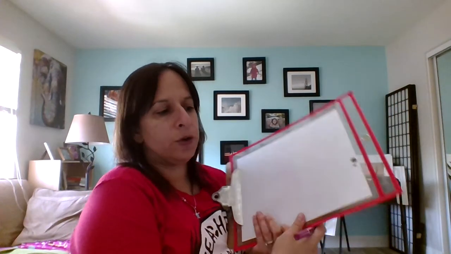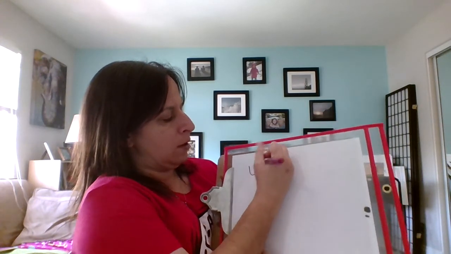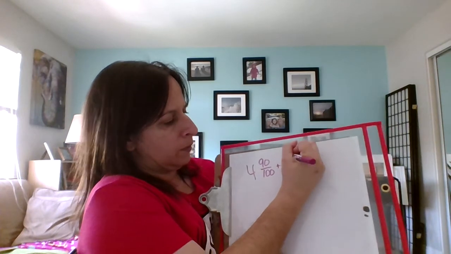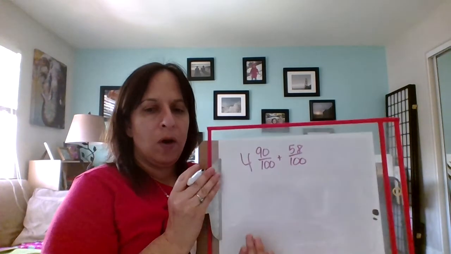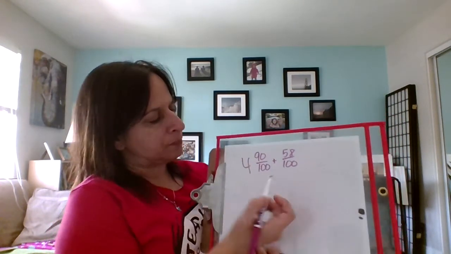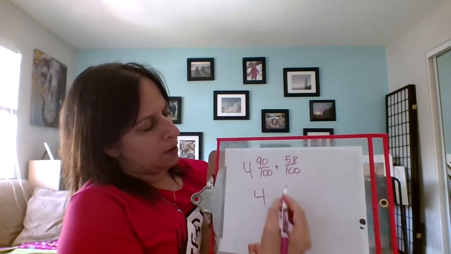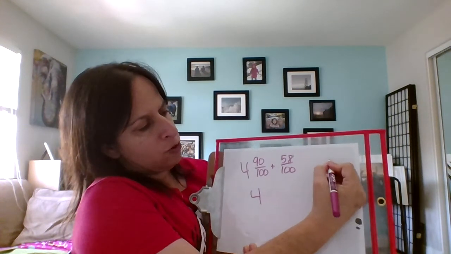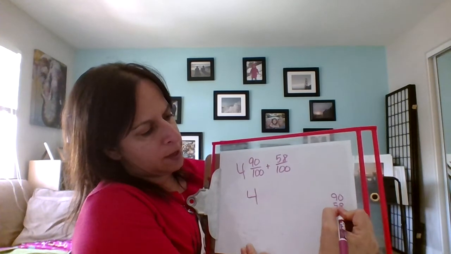So hopefully that makes sense to you, because once it makes sense to you, you're going to be able to do larger problems like this. Let's do 4 and 90 over 100 plus 58 over 100. Okay, all we're doing is making bigger fractions. So take our whole number, then we look at our fractions, we know they're the same, so 90 plus 58. If you don't know this, you come over here and you do 90 plus 58.